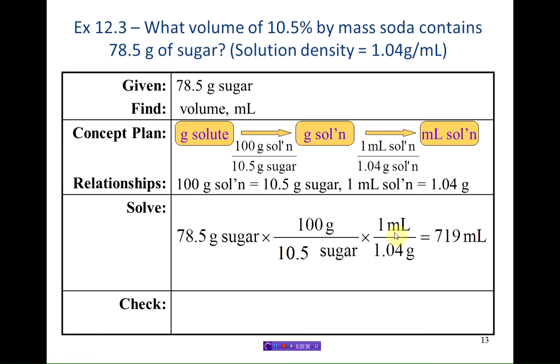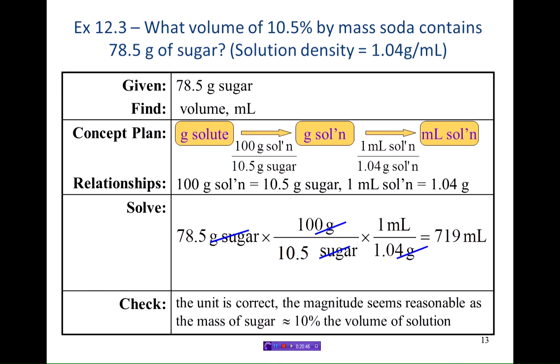And so we get an answer of 719 mLs. Showing where all the units cancel out, so we get the appropriate volume. So the units are correct and the magnitude seems reasonable. And so we can feel confident that we answered this question correctly.